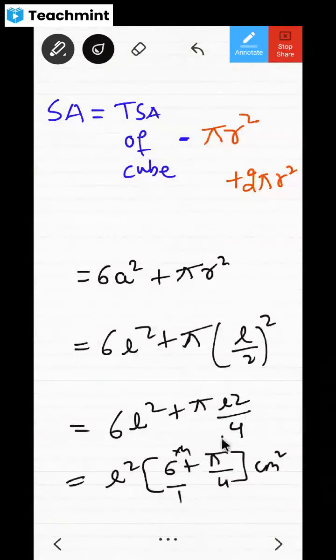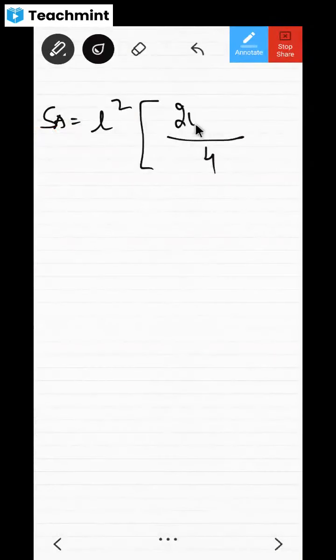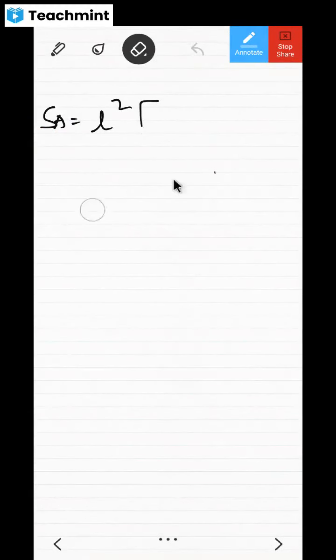1 fours are 4 and 4 ones are 4. 6 into 4 is 24. So it becomes 24 plus pi. Again it becomes hectic here. There, if you want to substitute, you can substitute and take it. Otherwise you can leave it there only. All right, dear children?